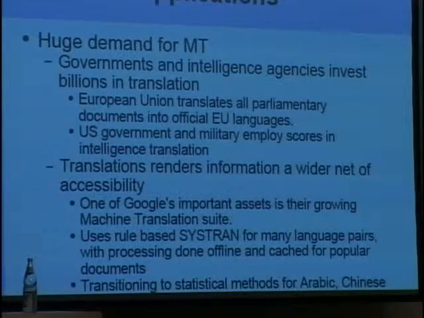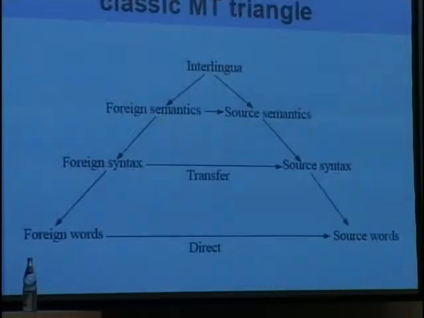So one of Google's most important assets is their growing machine translation suites. They use a rule-based system, more of the 1980s approach that's very functional but limited, which is why you don't see all language pairs on Google's translation engines. But they're transitioning to the statistical methods for some of the newer and up-and-coming languages like Arabic and Chinese, and they're using methods very similar to those I'm describing today, but a little bit more closed source and proprietary.